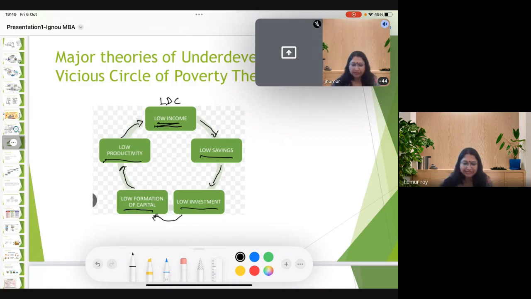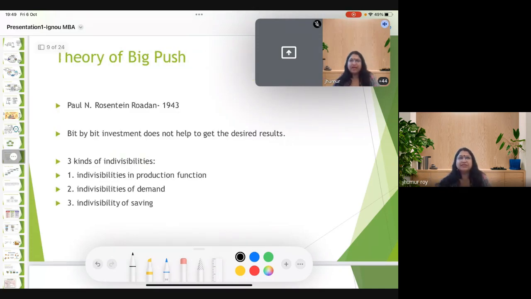So what was said is the next theory that I come to. And this is called the theory of big push. What they said in this theory is that small, tiny steps are not going to help you. Suppose the government says this year I will increase the income by 1%. That is not going to make a difference. So you need to give a big push. Bit by bit investment is not going to help you break the vicious cycle of poverty.